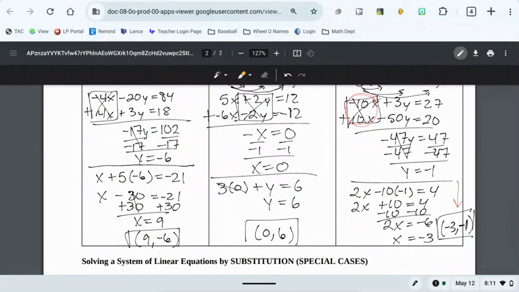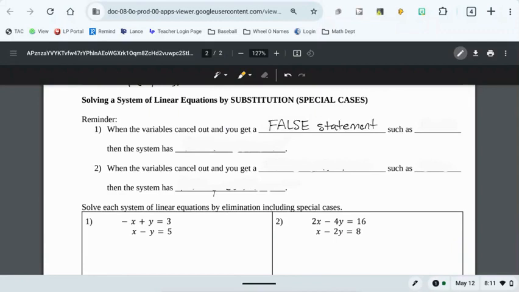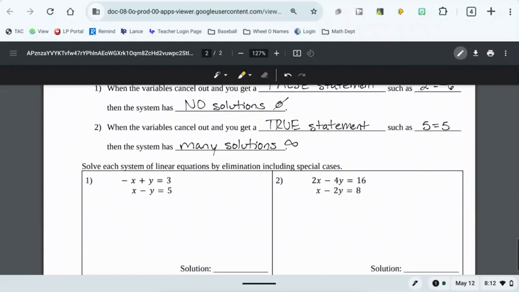Awesome. Let's go ahead and check out the last part of the notes, which is substitution by special cases. So when the variables cancel out, notice it says variables, plural, and we get a false statement, such as 2 equals negative 6, right? That's not true. Then same thing we've been talking about. If it's false, it's no solutions. And if both variables cancel out, we get a true statement, such as 5 equals 5, then the system has many solutions. We'll do the first one together, and the second one we'll have you guys try on your own.